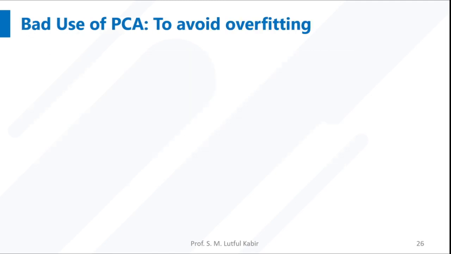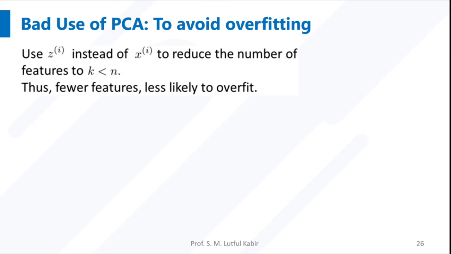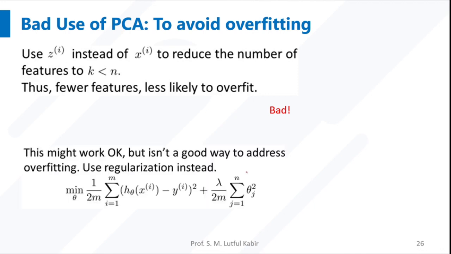Let us discuss some bad uses of PCA. Sometimes people use PCA to avoid overfitting. They use zi instead of xi to reduce the number of features, so the number of features may be K, which is less than n. Thus, with fewer features, it is less likely to overfit. This is their intuition: if the features can be reduced, the overfitting problem can be avoided. But this is bad, because the method might work okay, but it is not a good way to address overfitting.